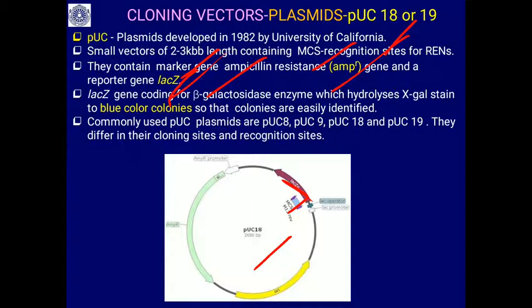So that's how it works. Commonly used pUC plasmids are pUC 8, 9, and pUC 18, 19. These are in the order of their discovery or development. They differ in their cloning site and recognition site. Here you will find a model of pUC 18.